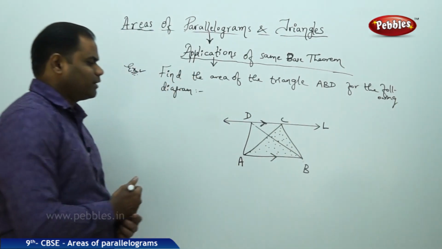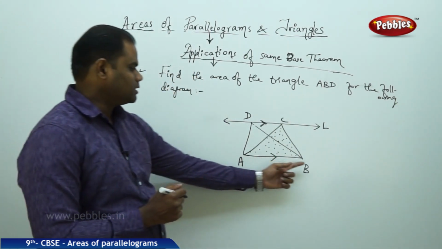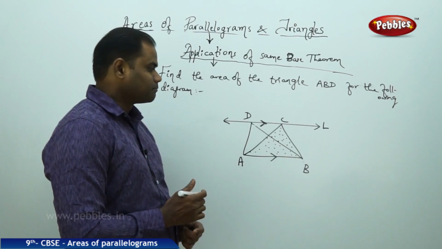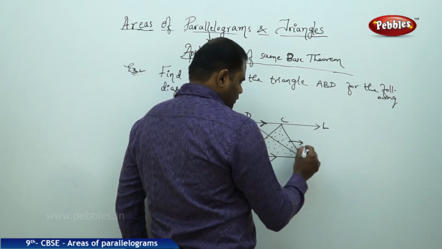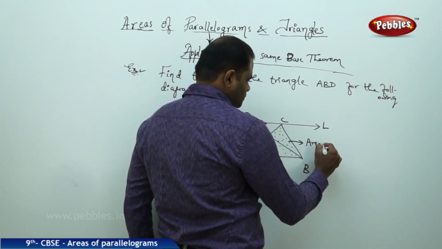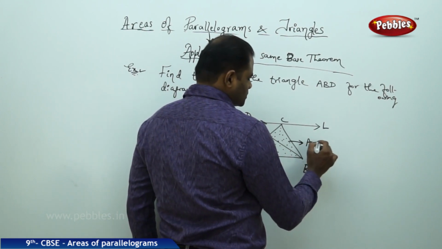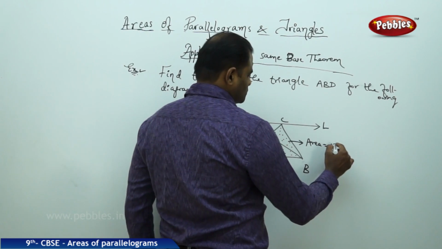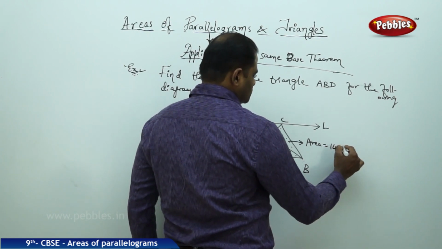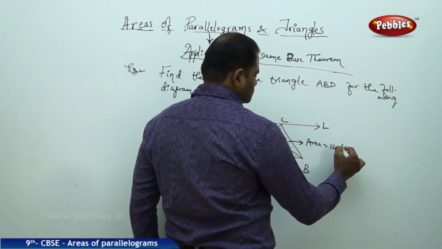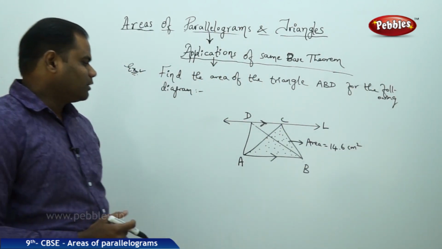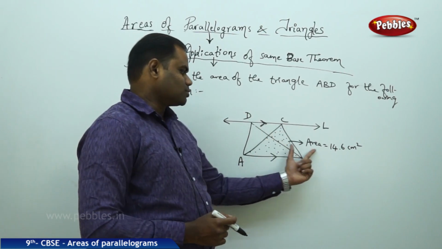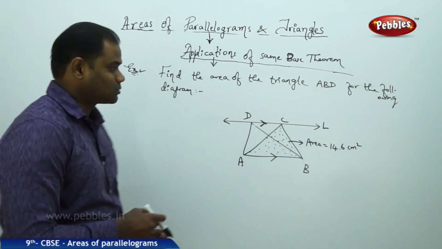Now here I had to find the area of triangle ABD, as clearly seen in the diagram. The area of the triangle with the dotted region is to be found. Now the area of triangle ABC is given to be 14.6 centimeters square.